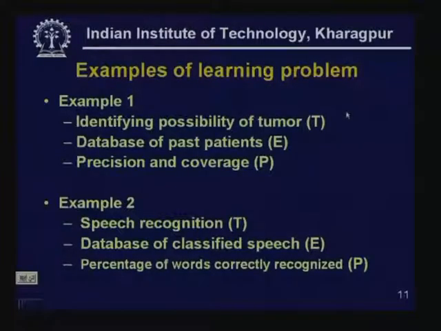precision and coverage. Precision is the number of examples that we label as having tumor, and we want to know what percentage of them actually have tumor. Coverage means that out of the patients who actually have tumor, how many of them do we correctly recognize as having tumor. So, these are the different measures that we use for measuring the accuracy or the correctness of a learning task.